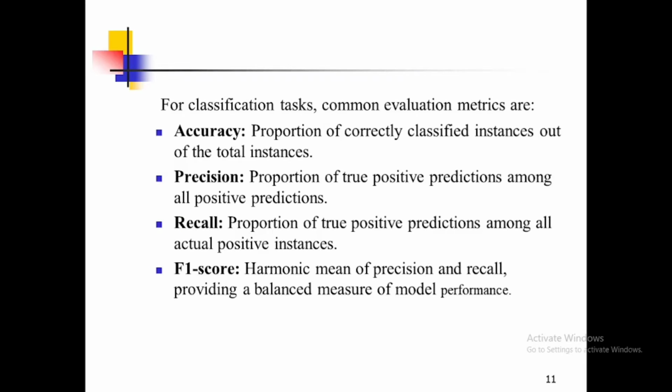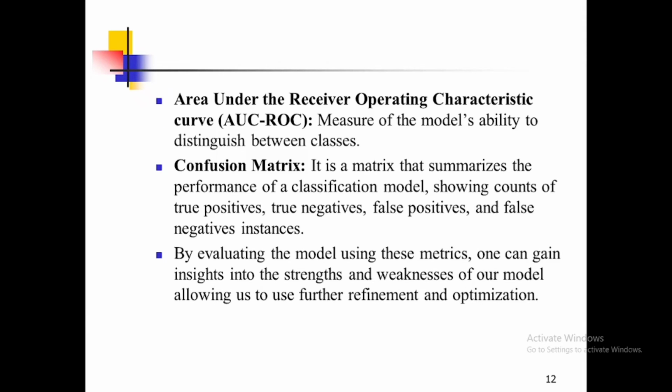Accuracy: proportion of correctly classified instances out of the total instances. Precision: proportion of the true positive predictions among all positive predictions. Recall: proportion of true positive predictions among all actual positive instances. F1 score: harmonic mean of precision and recall, providing a balanced measure of model performance. Area under the receiver operating characteristic curve: measure of the model's ability to distinguish between the classes.